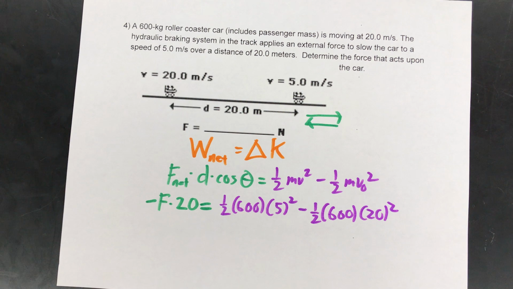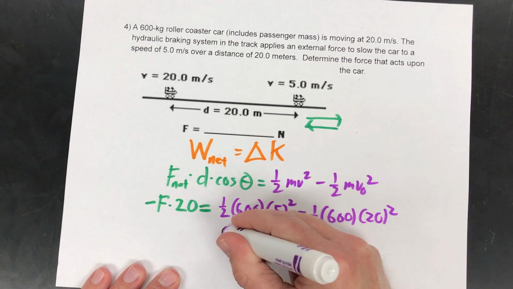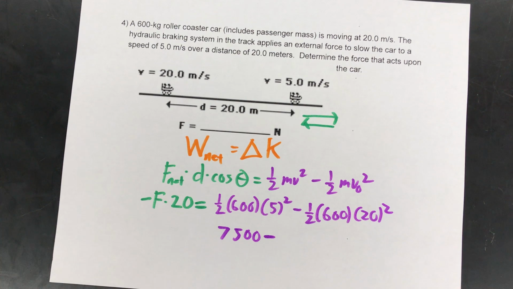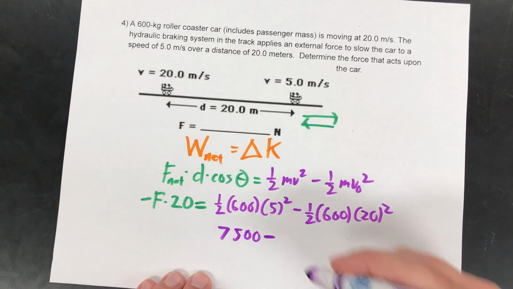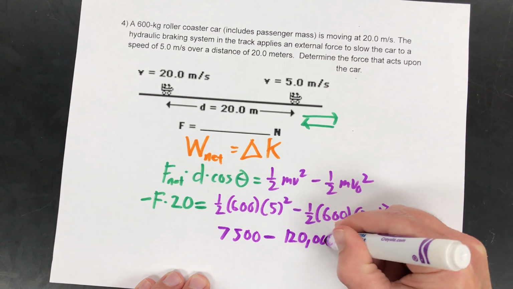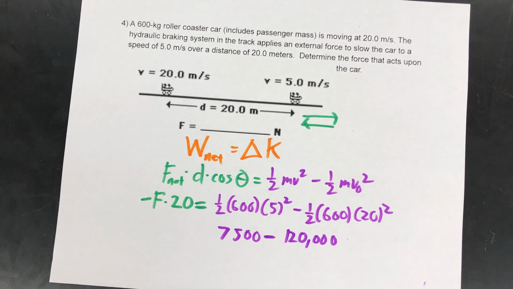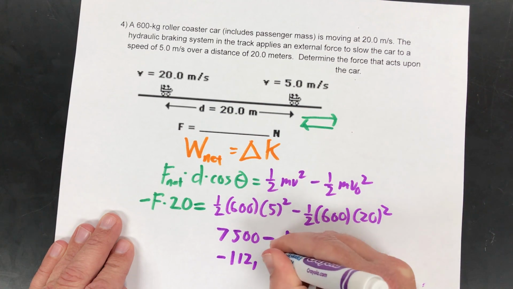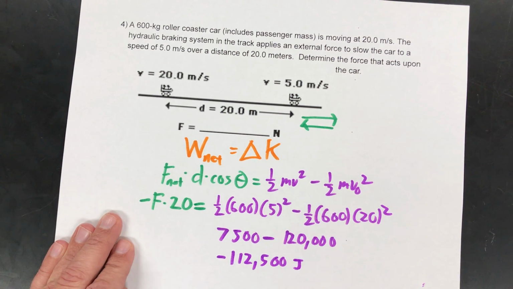Like this term right here will be 5 squared times 600 times 1/2, and we'll get 7,500 minus, on the initial amount there, 20 squared times 600 times 1/2 is 120,000 on this side. So 7,500 minus 120,000 gives you negative 112,500 joules is our loss of energy.